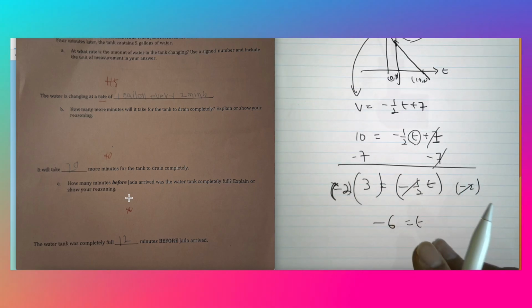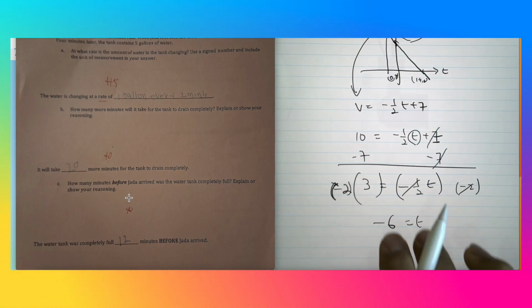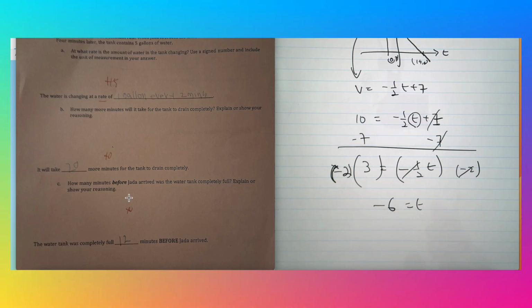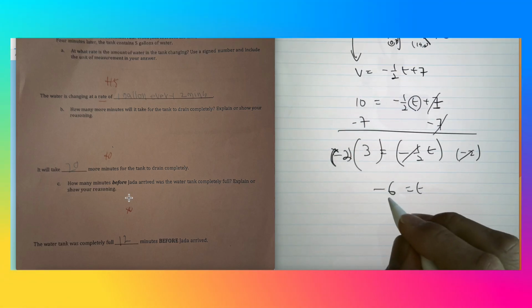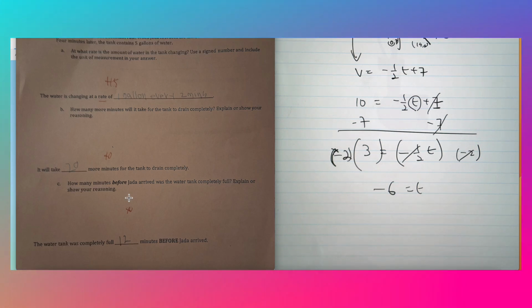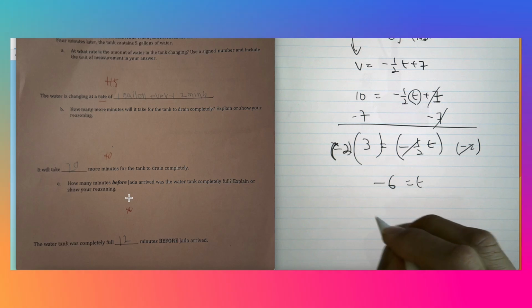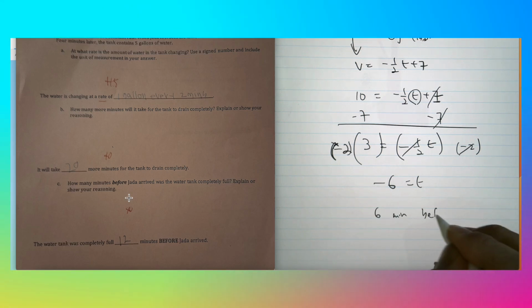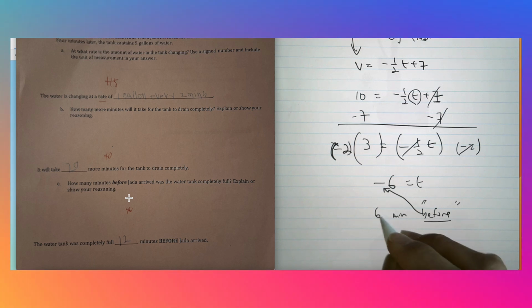So what does it mean? From the time she saw the 7 gallon volume, if you were to rewind 6 minutes prior to that, we would expect the tank was full, assuming this rate of drain is constant. So the tank was completely full 6 minutes before. This word before implies a negative sign here. So 6 minutes.